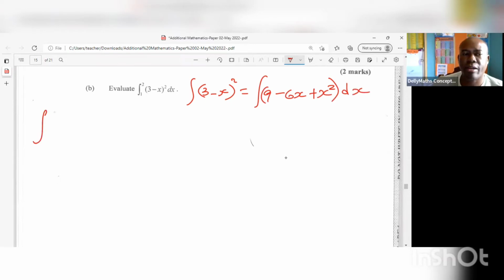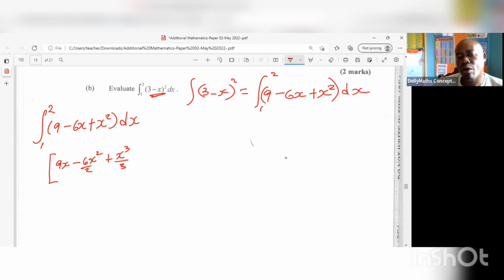So I want to take the integral of that. Let me rewrite this: the integral of 9 minus 6x plus x squared dx. This is what it would have worked out to when it is expanded. So taking the integral of this, I'm moving from 1 to 2. Let's go. Remember, with the integral, we're adding to the power. So we'd have 9x, and this would have been 6x squared over 2, and this one would have been x cubed over 3. And remember, we're moving from 1 to 2.